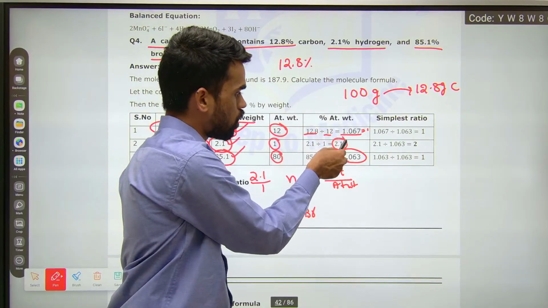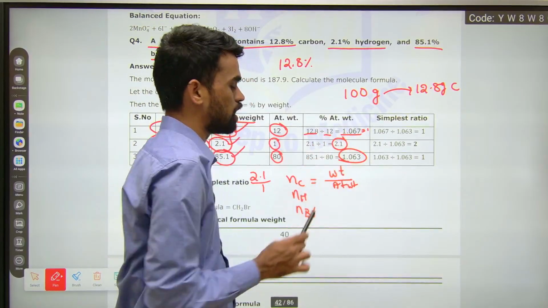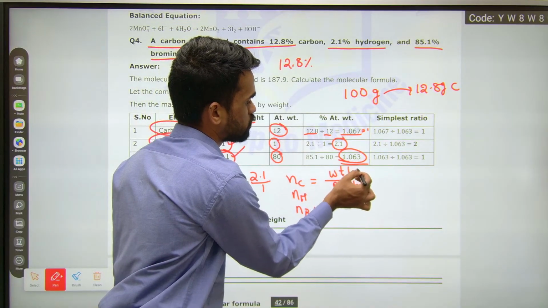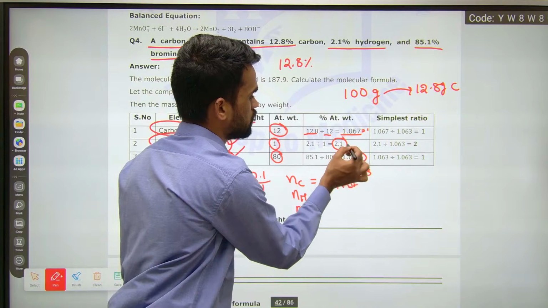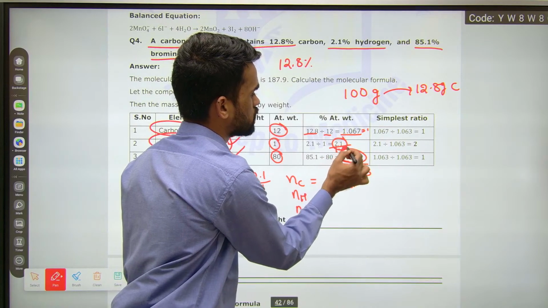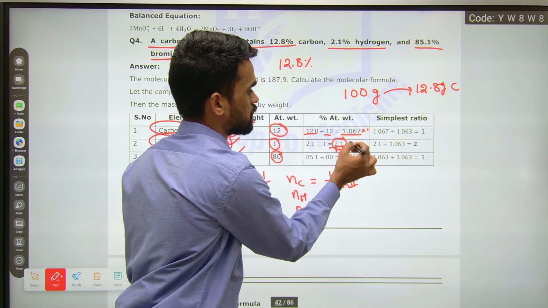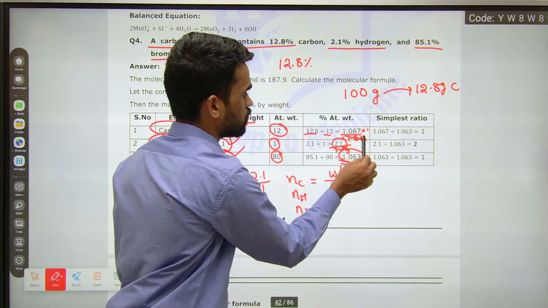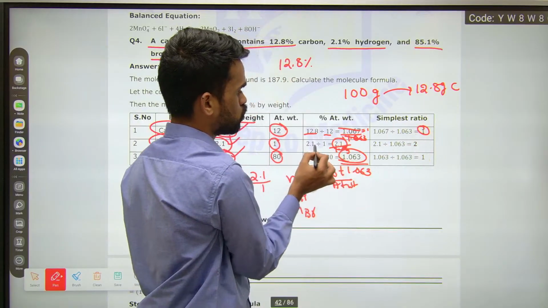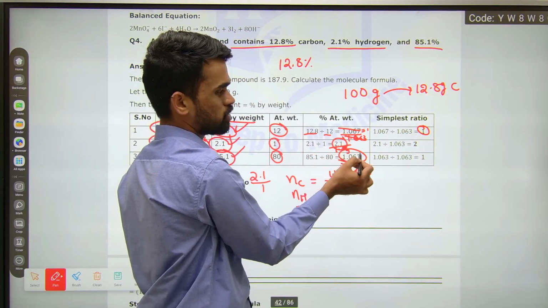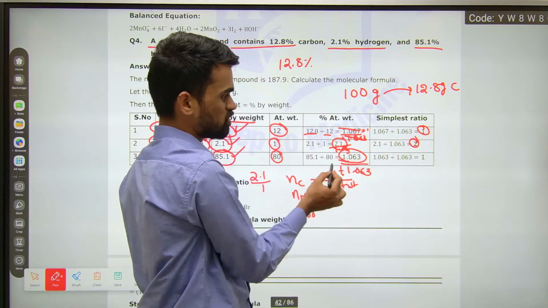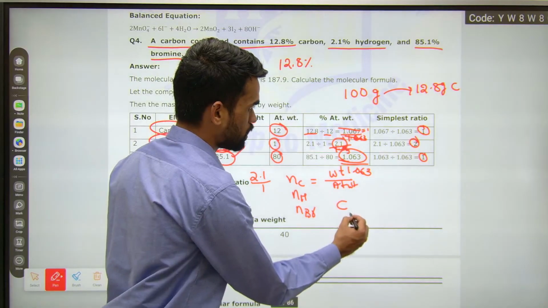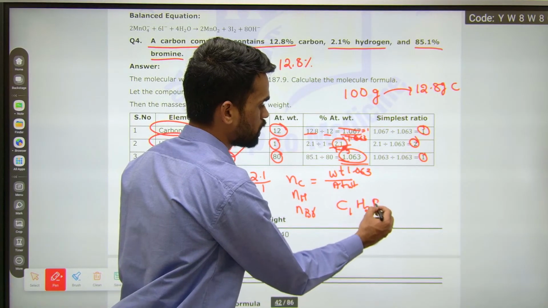Now what you need to do is divide all the moles we got by the simplest number among them. So what is the simplest number we have? Yes, this one. Divide all of these by 1.063. 1.067 divided by 1.063 gives carbon as 1, 2.1 by 1.063 is almost 2, and this will be almost 1 here. So carbon atoms are 1, hydrogen atoms are 2, and the bromine atom is 1.